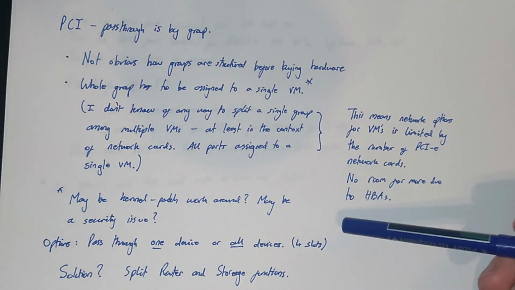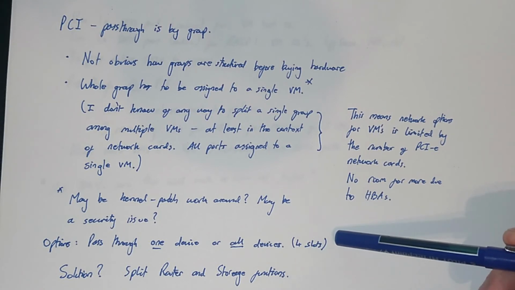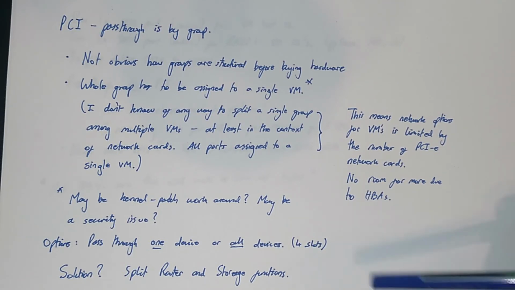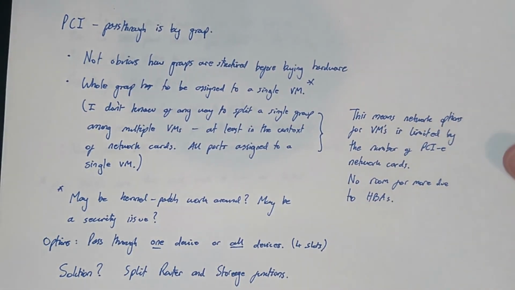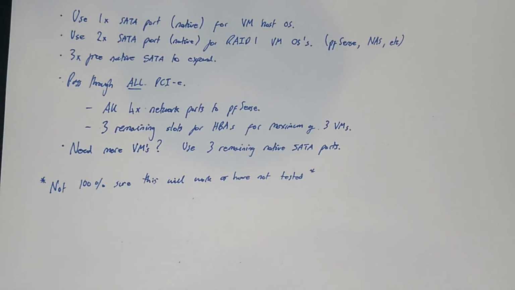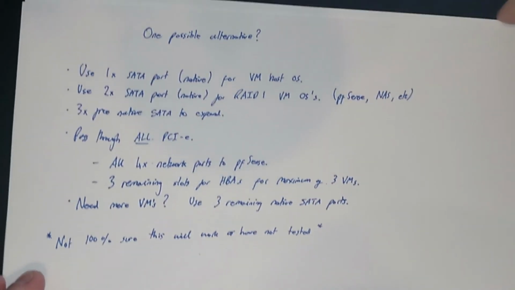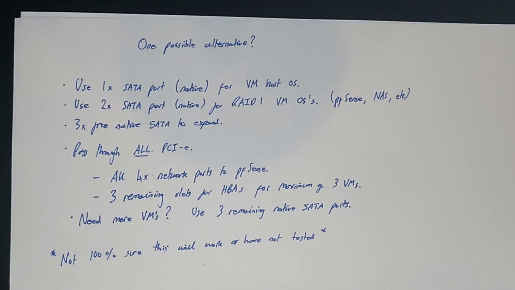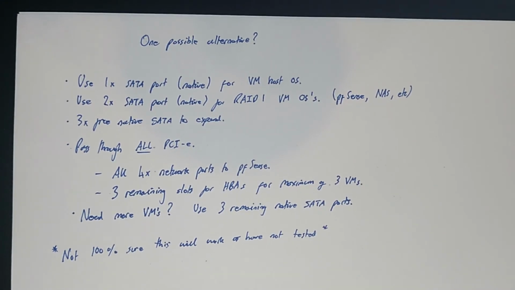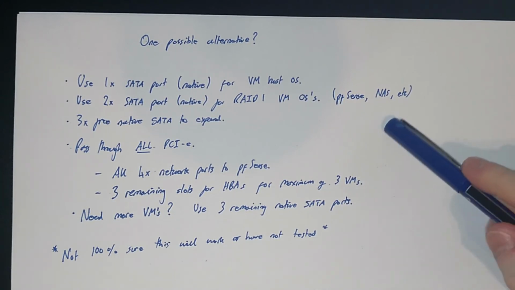So the options for me were to pass through either one PCIe card or all of them, which would use all 4 of my slots. And the easy solution to this is just to split the router and the storage functions, and that requires building a new separate system. There's one possible alternative as well, and that is to use, as I currently use, one of the native SATA ports to host the hypervisor OS, then use another 2 of the remaining 5 SATA ports for some kind of storage array.